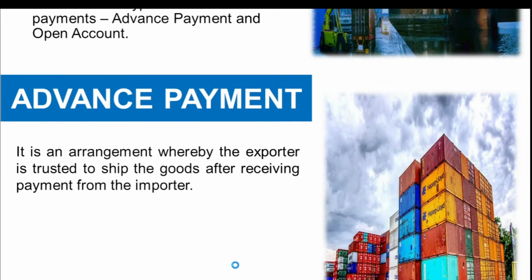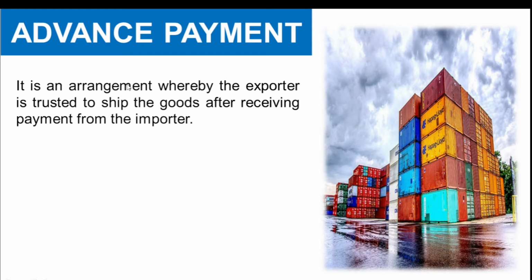Let's see how. What happens in advance payment? It is an arrangement whereby the exporter is trusted to ship the goods after receiving payment from the importer. Who is the exporter? He is the seller. Who is the importer? He is the buyer. Now, the seller is trusted to ship the goods after receiving the payment. So who is on the benefit side? Obviously, the seller is on the beneficial side because he is receiving the payment, and after that he is shipping the goods to the buyer. So the seller has already got the money in his pocket. After that, he is sending the goods to the buyer.